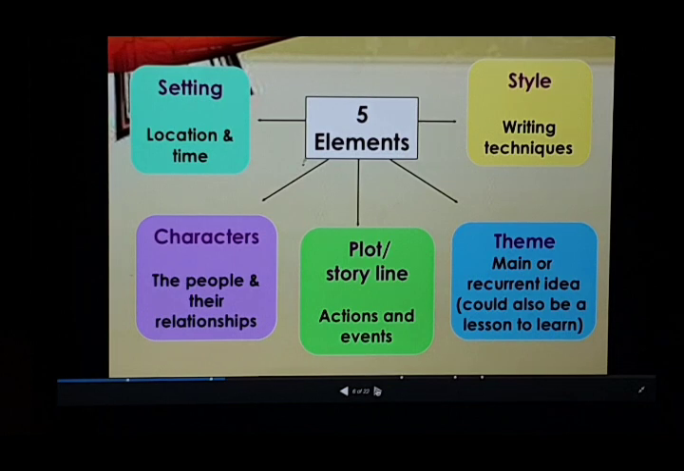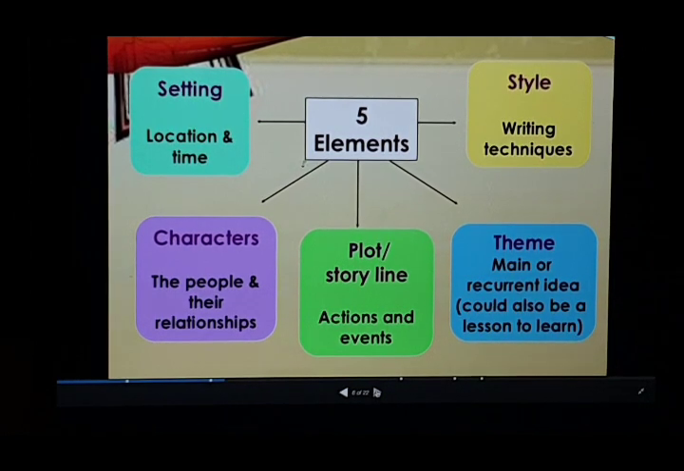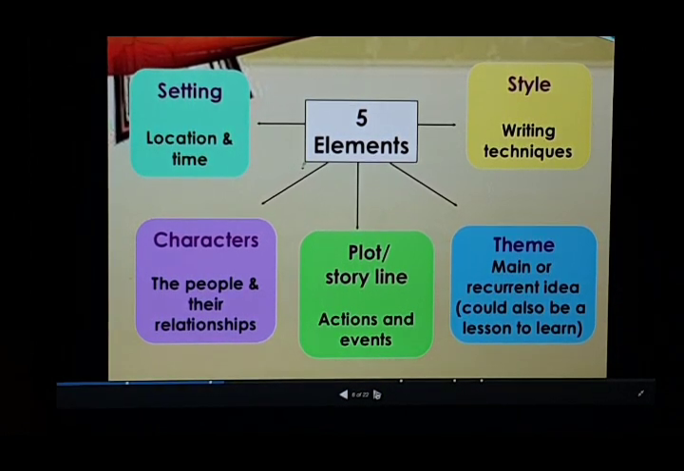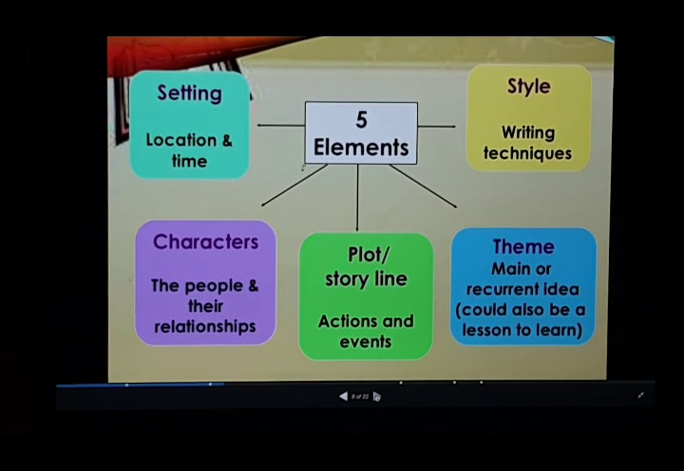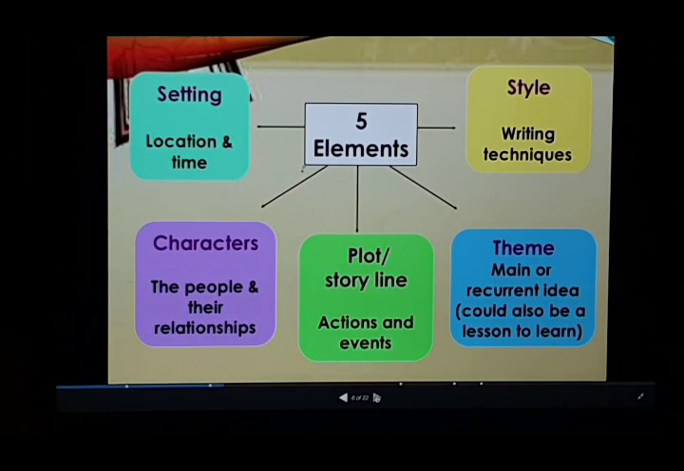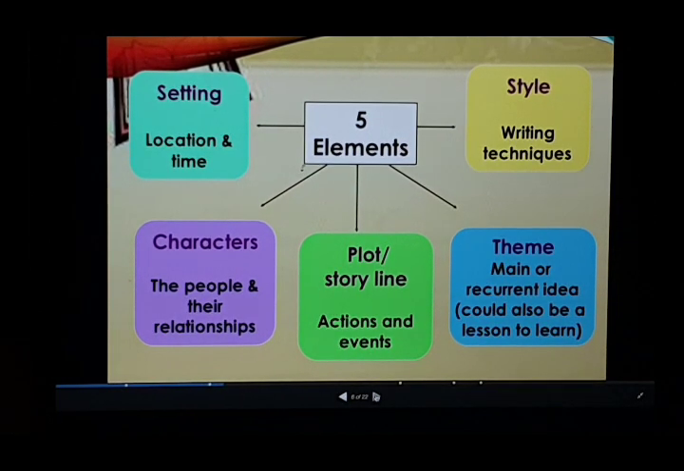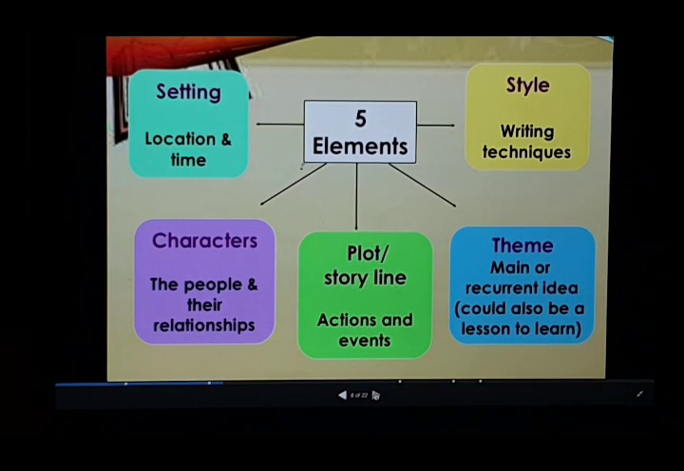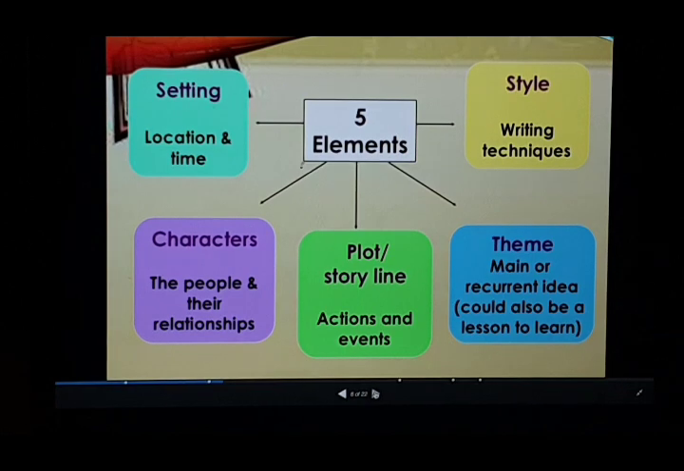Next is the characters. Who are all the characters in our story? Because our story is always based on some characters. We are always talking about some people, animals, or it can be things. So the first element is the setting, where and when, the location, the place and the time on which our story is based. Then who are all the characters in the story.